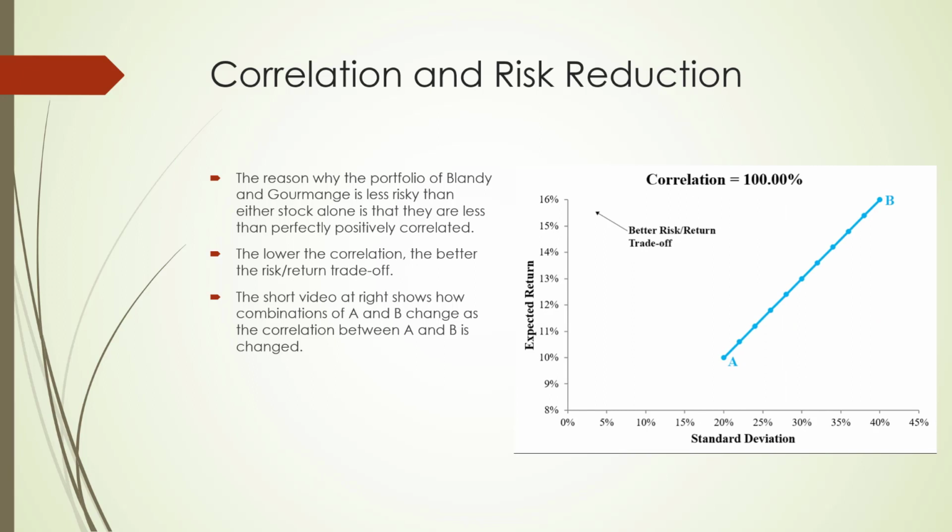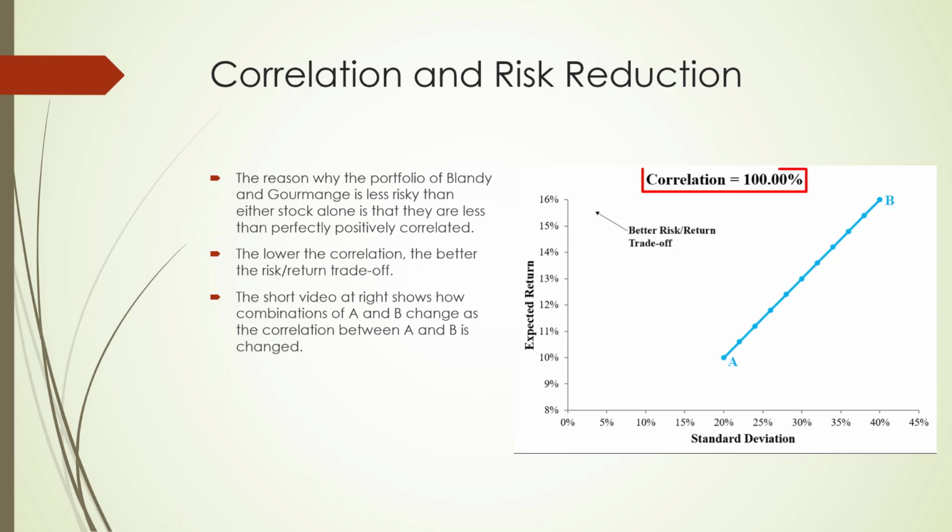Now, I've created a little video right here that shows exactly how this works. So in this graph, what we have is two securities, A and B. Notice that A is less risky and has a lower expected return, and B is more risky and has a higher expected return. So the two endpoints of the line there are A and B. All of the points in between are various combinations of A and B. So the point in the middle would be half A and half B.